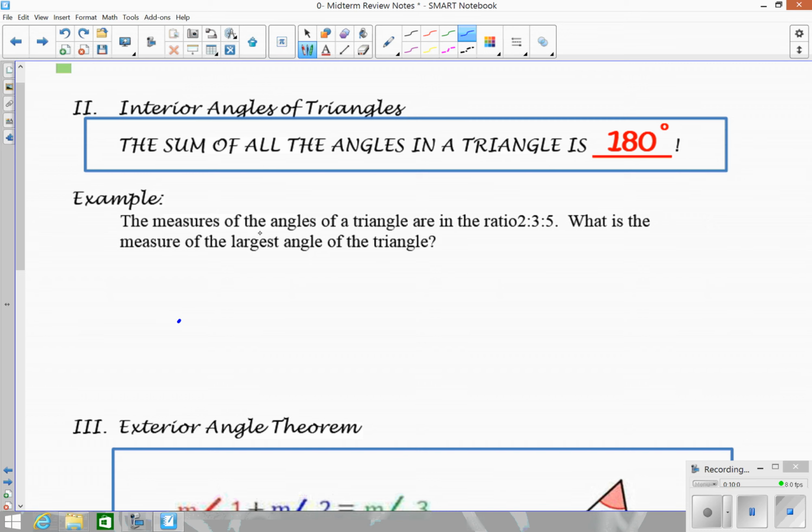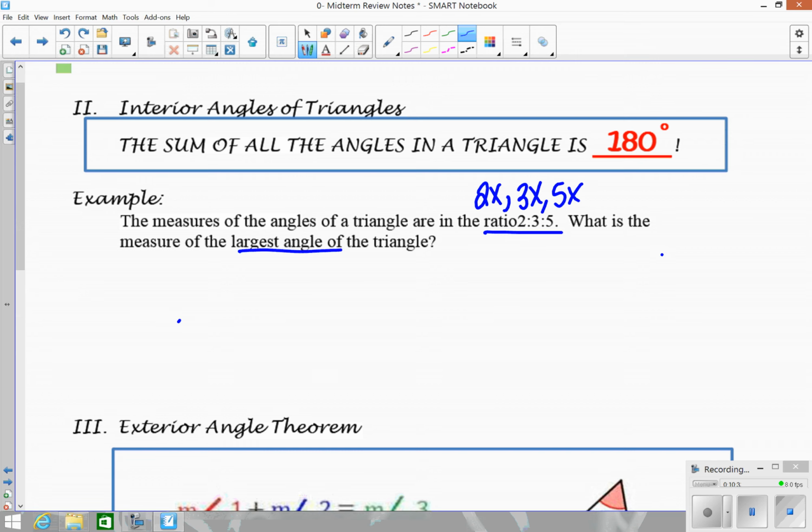So for this problem, they give you the measures of the angles of a triangle are in a ratio. Whenever you see a ratio in this sense, really what you want to think of is the angles are going to be 2x, 3x, and 5x. Whenever you see a ratio and you're trying to figure out what the value of x is, or what the common factor is between these, you're going to just plug in an x and then set up an equation. So what is the measure of the largest angle?